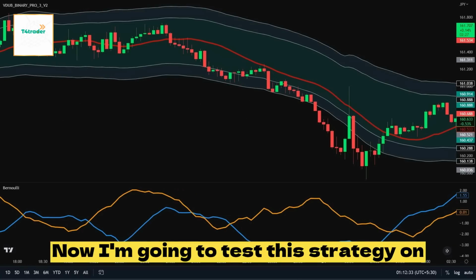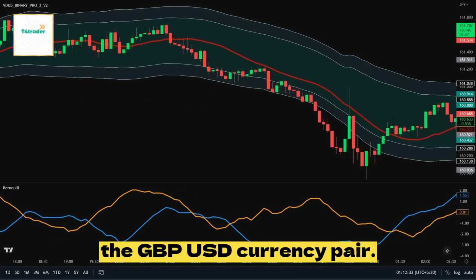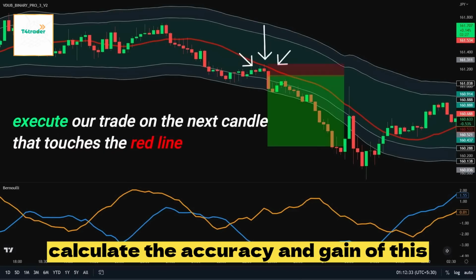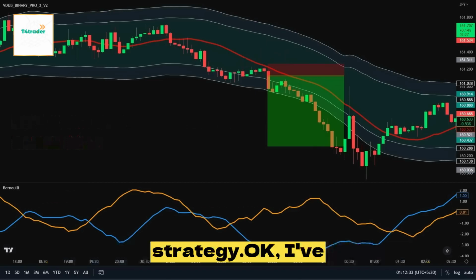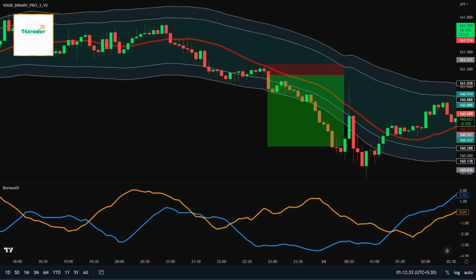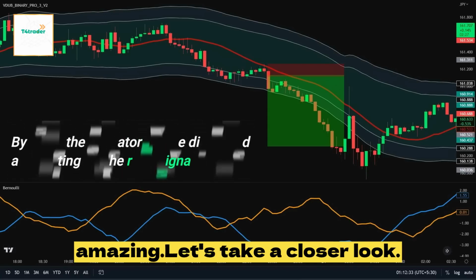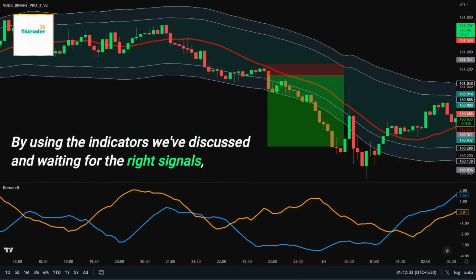Now I'm going to test this strategy on the GBP/USD currency pair. I will take 20 trades and I will calculate the accuracy and gain of this strategy. Okay, I've completed the one-day test on this strategy, and the results are truly amazing. Let's take a closer look.